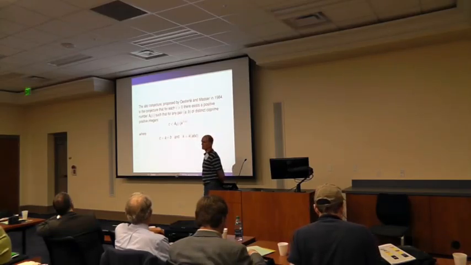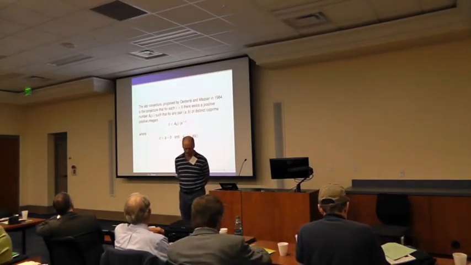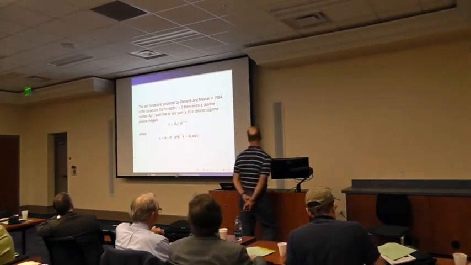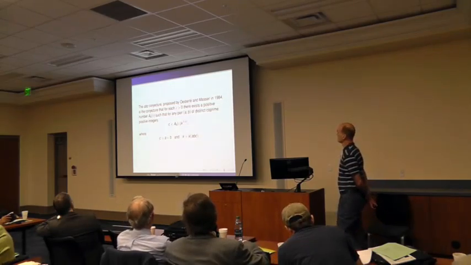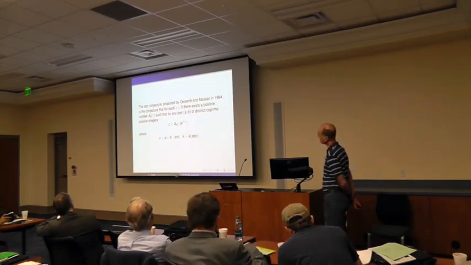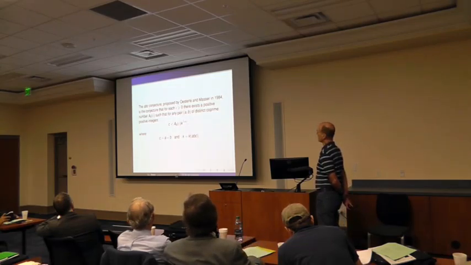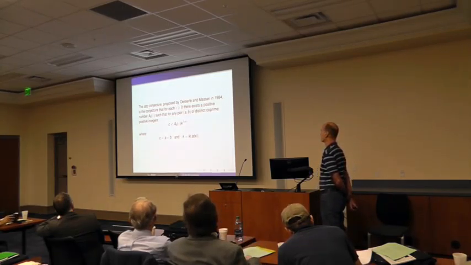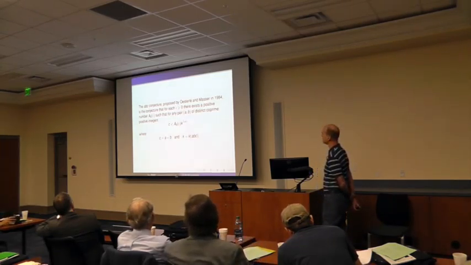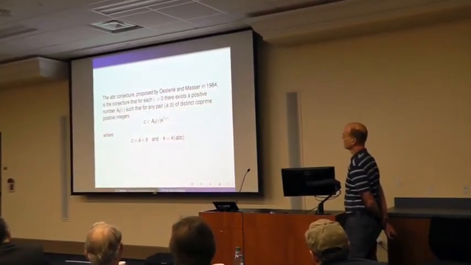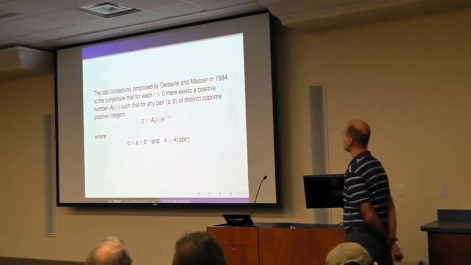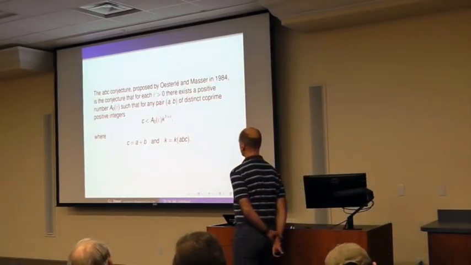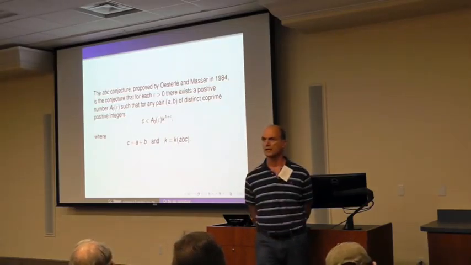And the ABC conjecture, first proposed by Oesterlé and Masser, is that for each epsilon bigger than 0, you can find a positive number, a0 of epsilon, which has the property that for any pair of distinct coprime integers a, b, c is less than a0 of epsilon times k to the 1 plus epsilon, where c is just the sum of a and b, and k is shorthand for the greatest square-free factor of the product a times b times c.